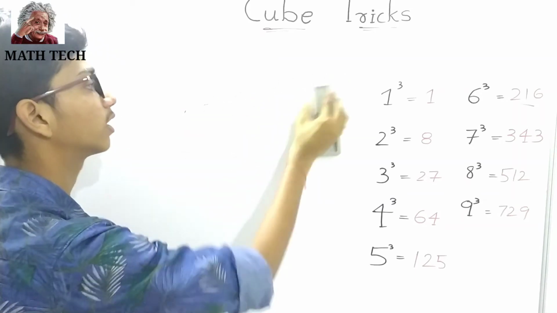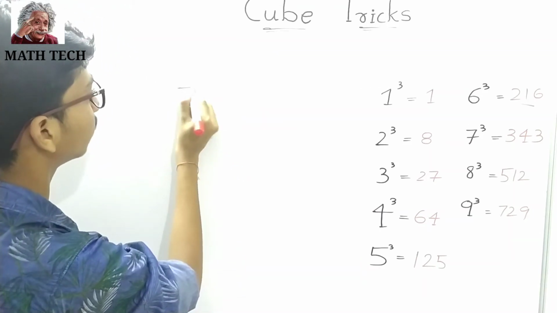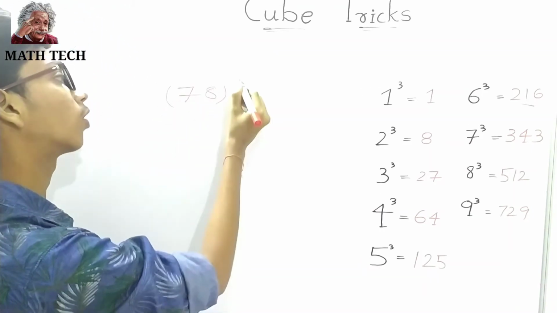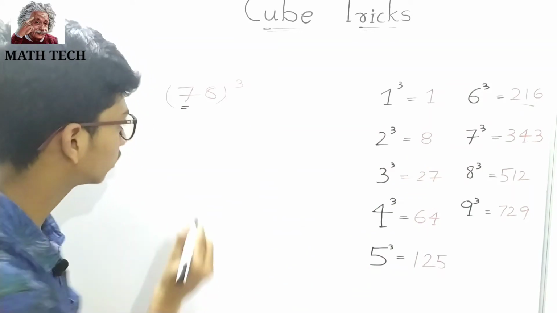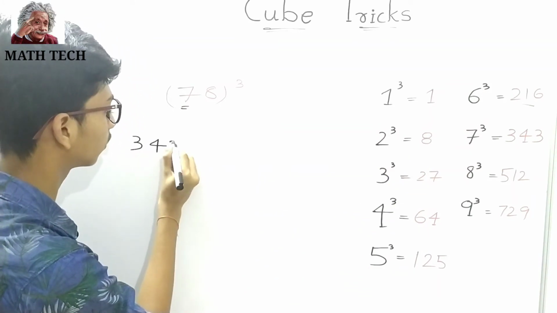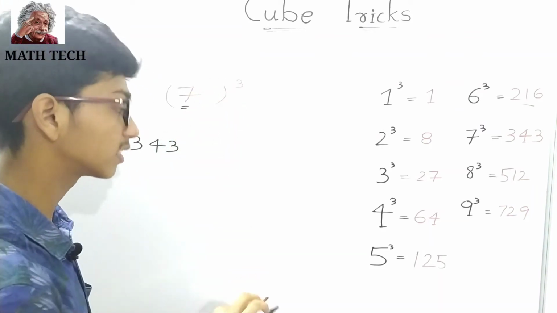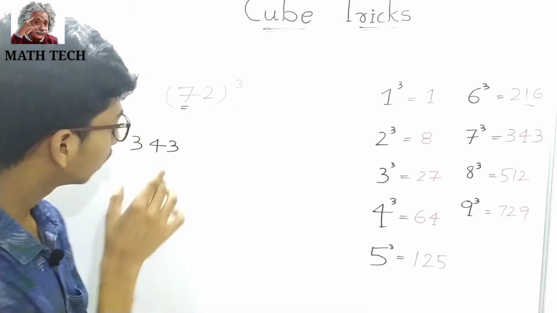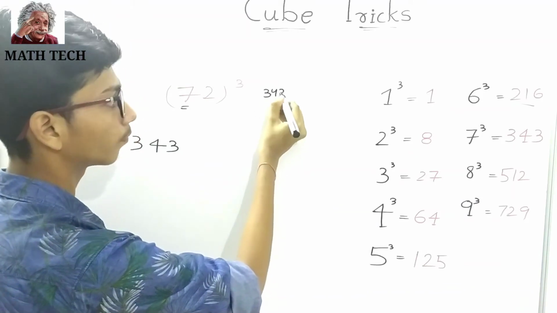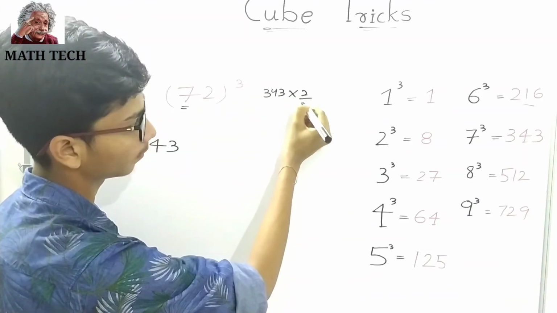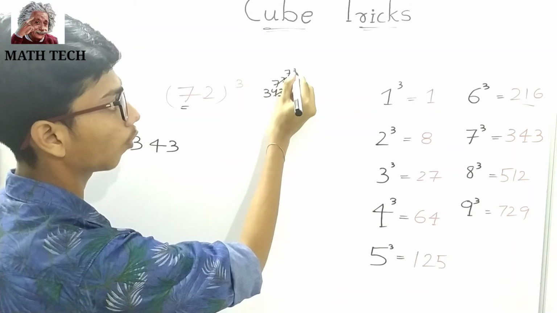For better understanding, let's consider another example. 78 cube... sorry, let's consider 72 for your better understanding. 7 cube is 343, so simply write 343. The ratio is 2 by 7. 343 into 2 by 7: 7 cube cancels to 7 square, 49 into 2 is 98.